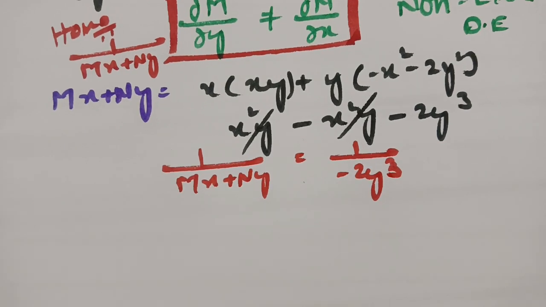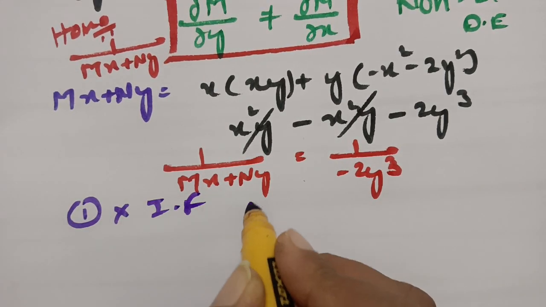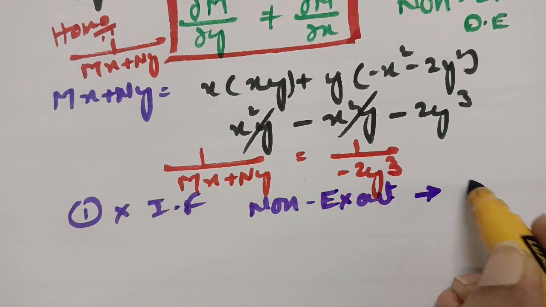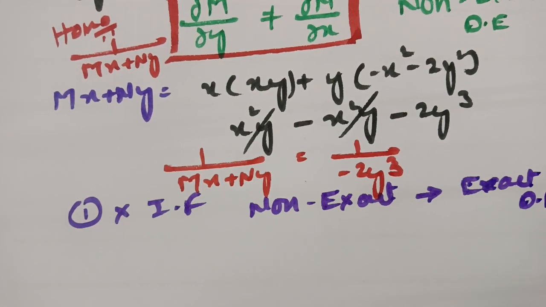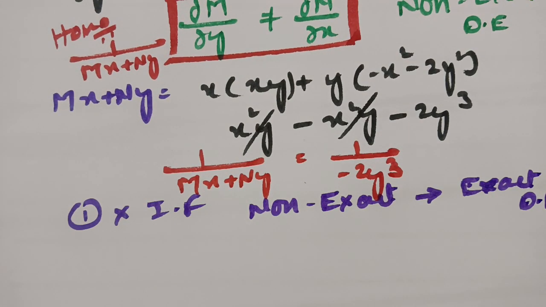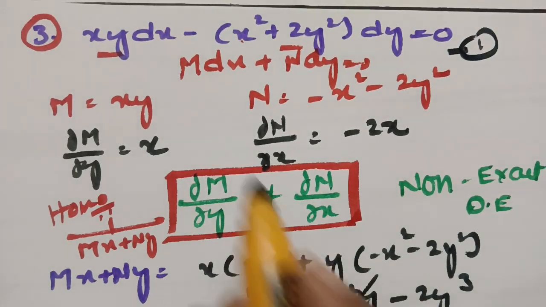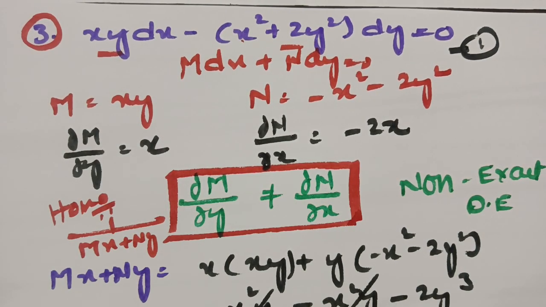Now I am going to multiply equation 1 with the integrating factor. If I multiply equation 1 with the integrating factor, this non-exact differential equation is going to become an exact differential equation. So what is equation 1 here? Let me show you. This is equation 1, please follow: xy dx minus (x square plus 2y square) dy is equal to 0.